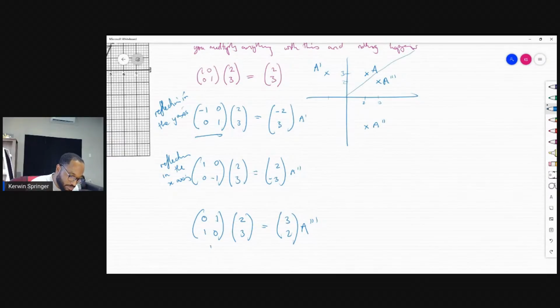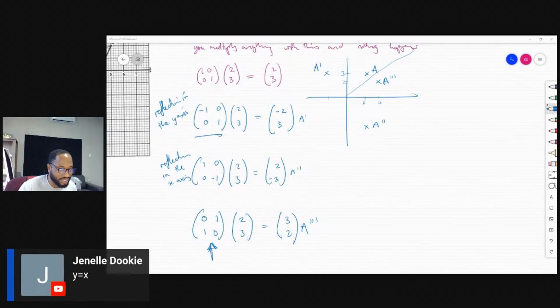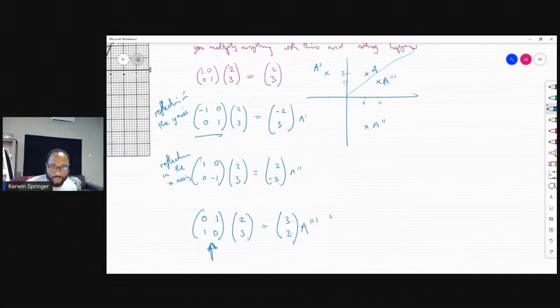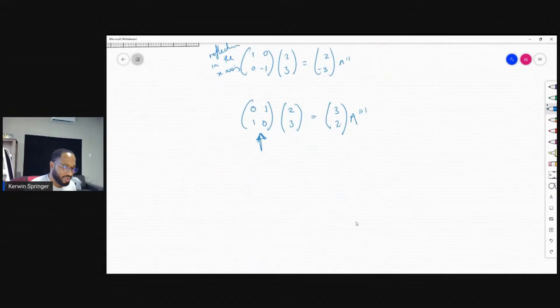This matrix, I don't know if you all know. Yes, Janelle knows it. Janelle, well done. You know your thing. You're ready for them. That's exactly what it is. This is a reflection in the line y = x. So cool. Welcome to the notes. Yes. Welcome to the notes.